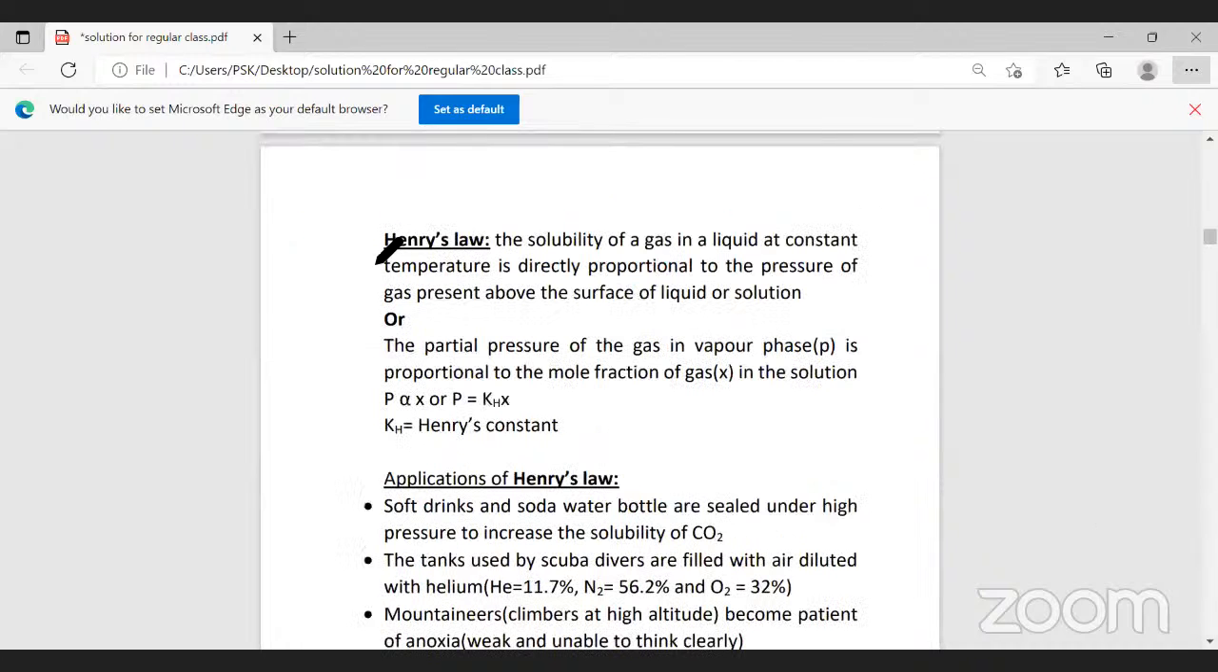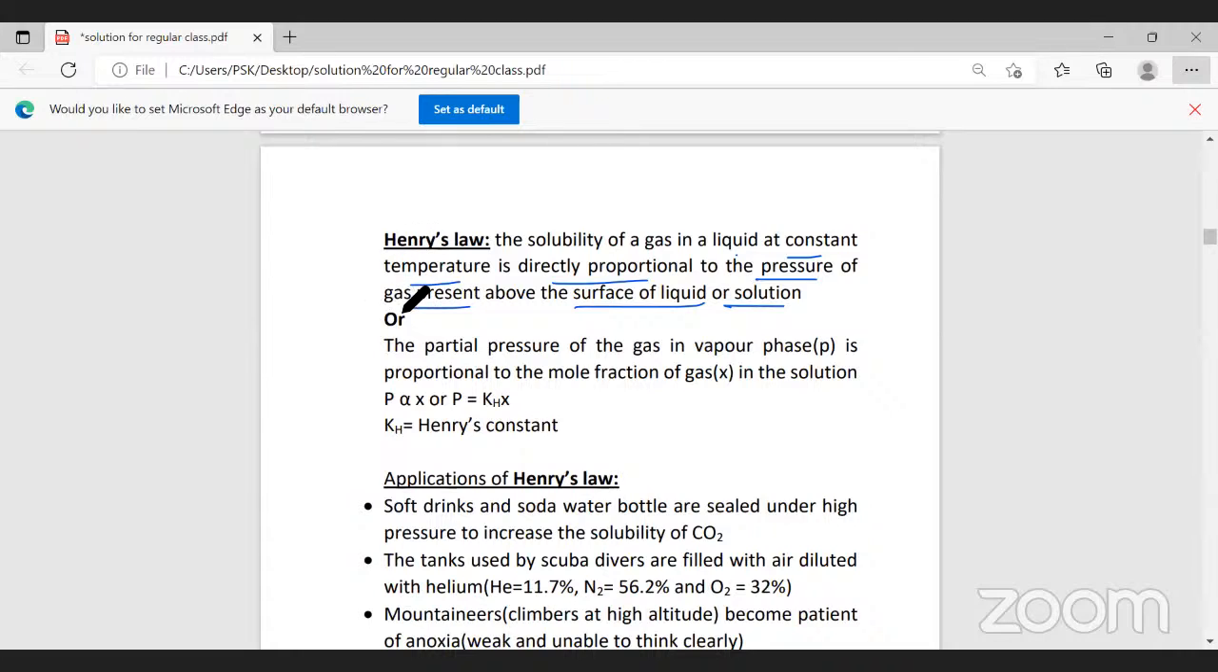This is well explained by a law called Henry's law. The solubility of a gas in a liquid at constant temperature is directly proportional to the pressure of the gas above the surface of the liquid or solution. So Henry's law clearly says that the solubility of a gas in a liquid at constant temperature is directly proportional to the pressure of the gas above the surface of the liquid.